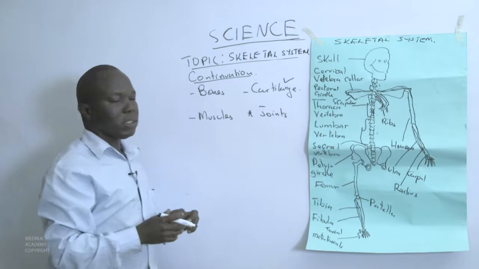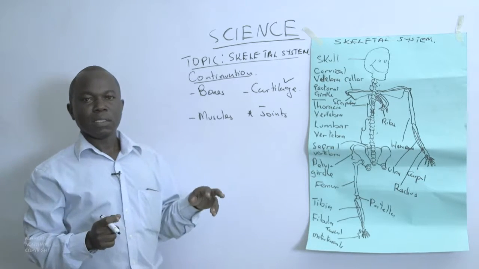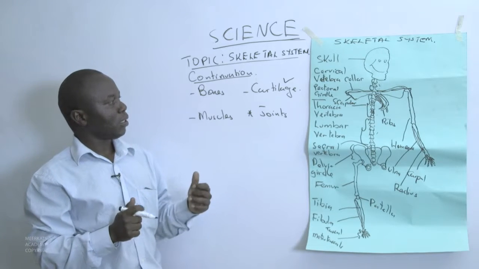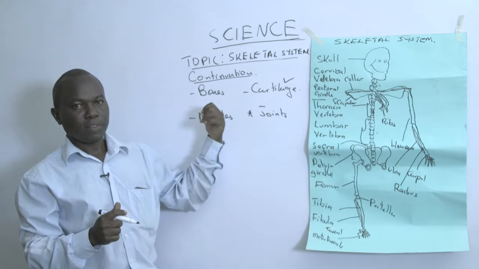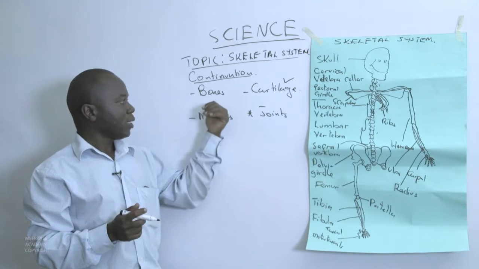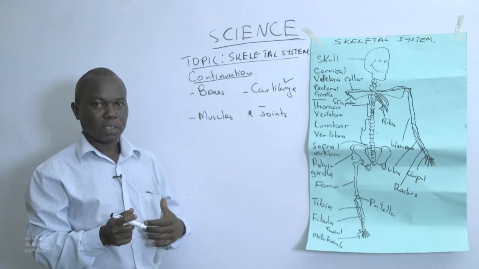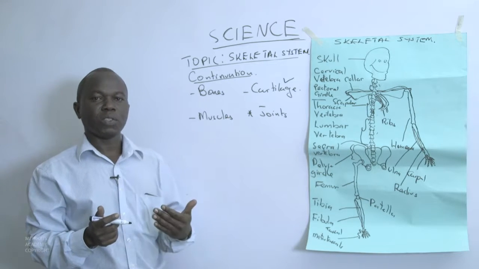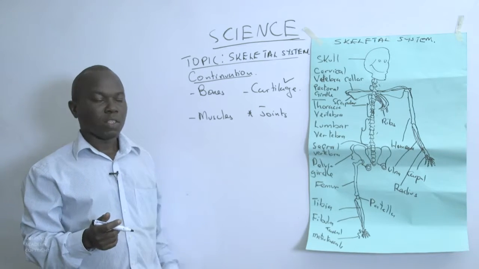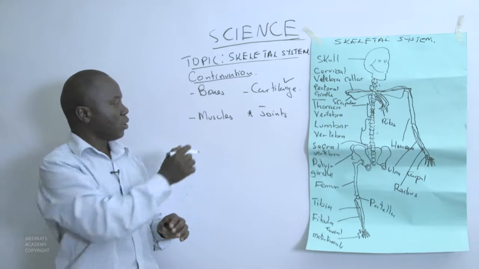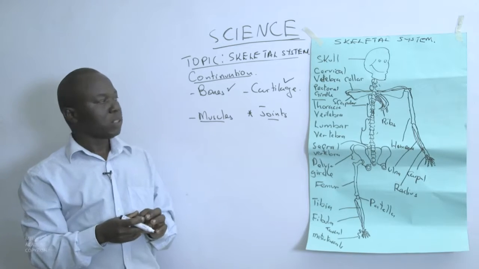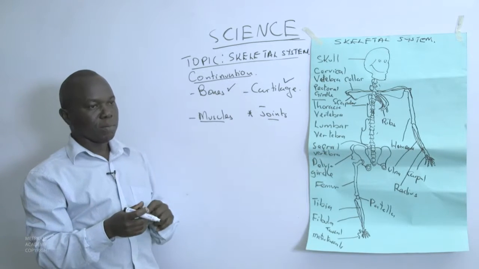So we looked at the cartilage. We said that cartilage is usually impregnated with matrix that is organic in nature without salts. But bones consist of organic matrix with calcium salts. Some of the calcium salts that we mentioned include phosphate salts and carbonate salts. We have not looked at the muscles and the joints, but we had a lot to look at on bones.